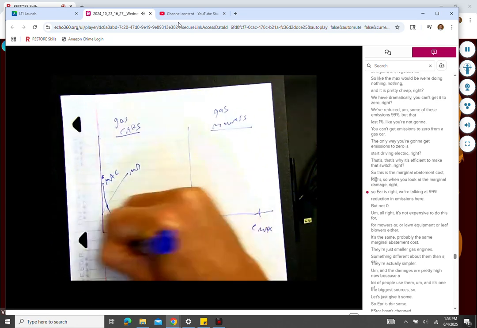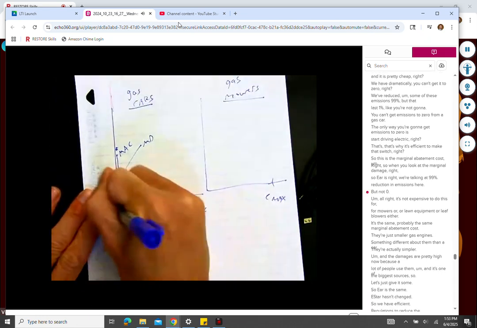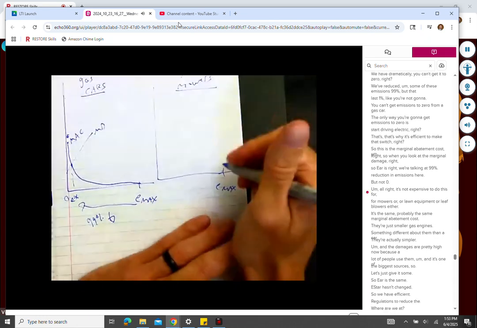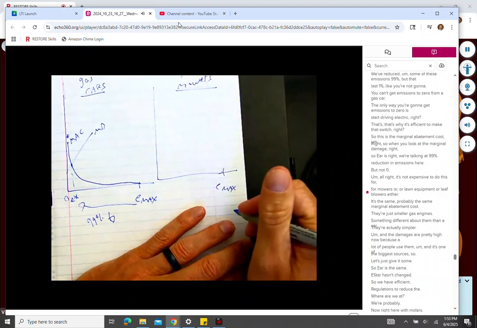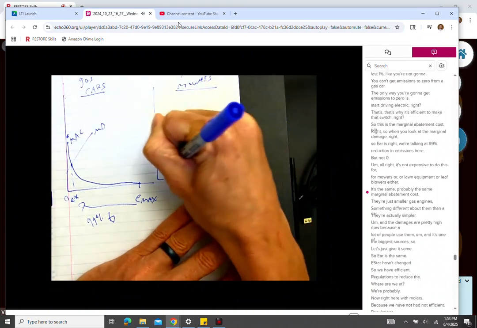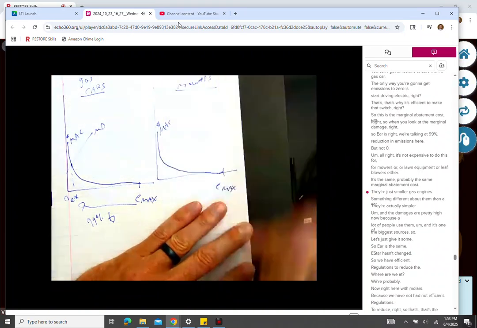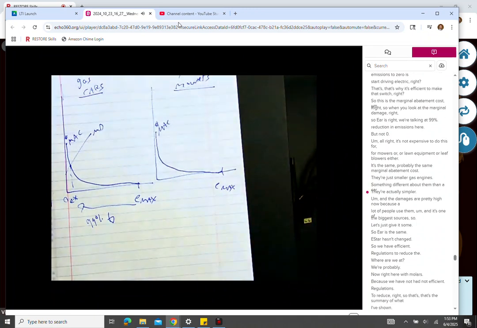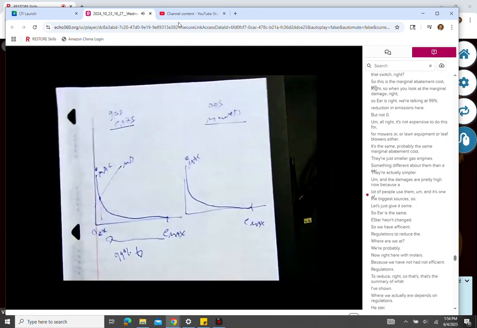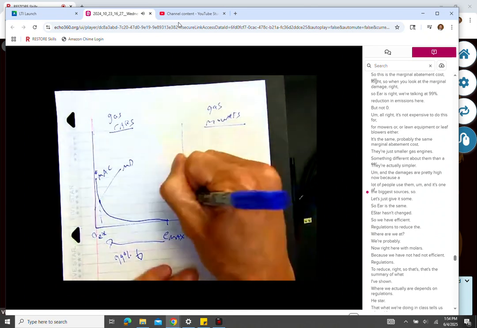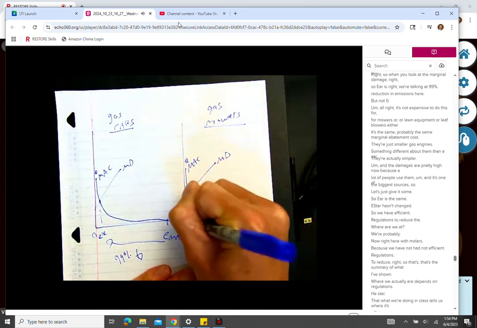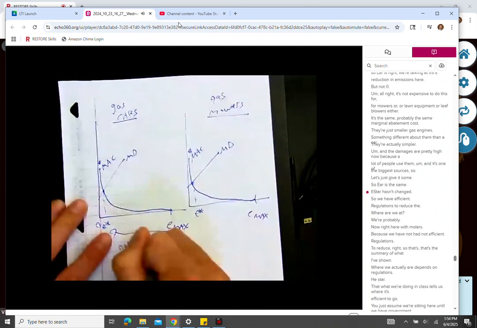So E star is, right, we're talking about 99% reduction in emissions here, right? But not zero. All right, it's not expensive to do this for mowers or lawn equipment or leaf blowers either. It's probably the same marginal abatement cost. These are just smaller gas engines. There's nothing different about them in the car. They're actually simpler. And the damages are pretty high now, so lots of people use them. And it's one of the biggest sources, so let's just give it similar. So E star is the same. E star hasn't changed.